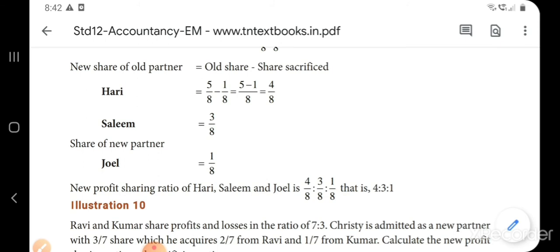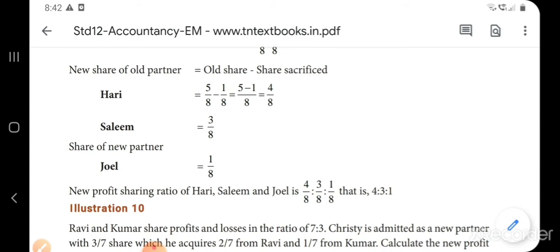Now exercise 8 is similar to illustration 8, and exercise 9 is similar to illustration 9. So work out all the 4 problems, exercise 8, 9, illustration 8 and 9 in your classwork. Okay.